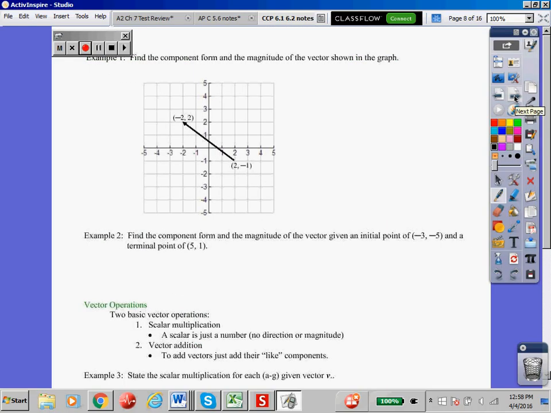All right, so flipping the page. Example 1 says find the component form and magnitude of the vector shown. Well, can you tell which point is the initial point? 2, -1. 2, -1, and the terminal is where the arrow is. So if I want to find the component form, you take terminal minus initial, terminal minus initial. So that's what? -4, 3.